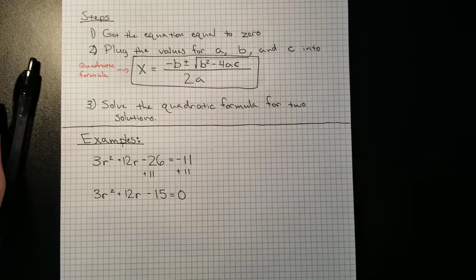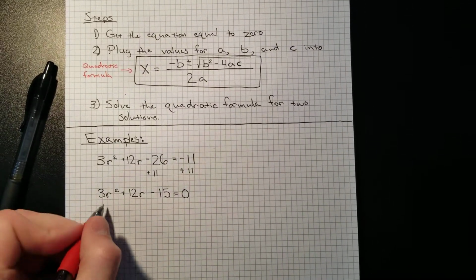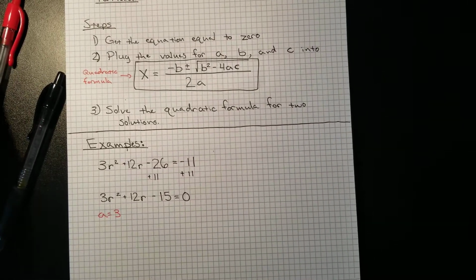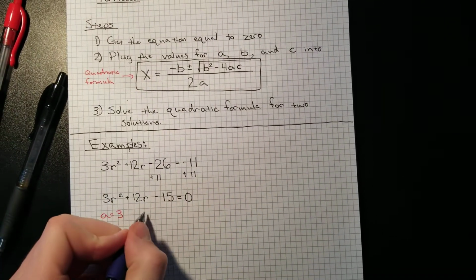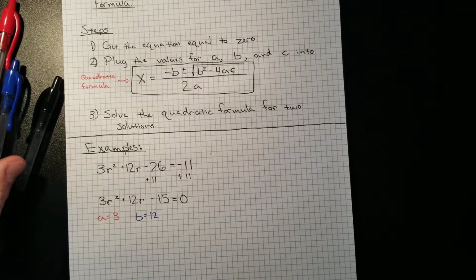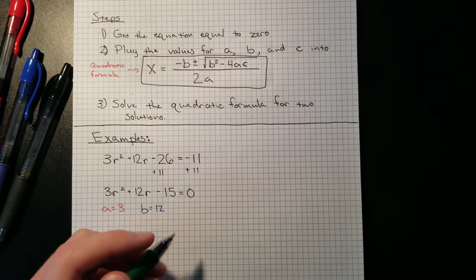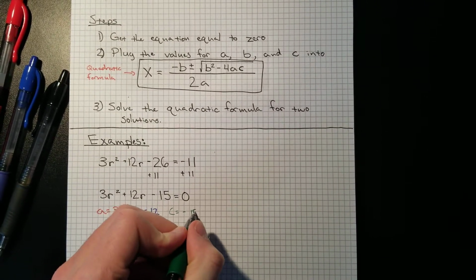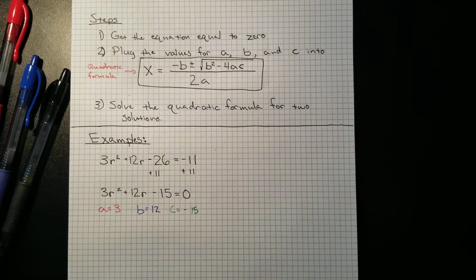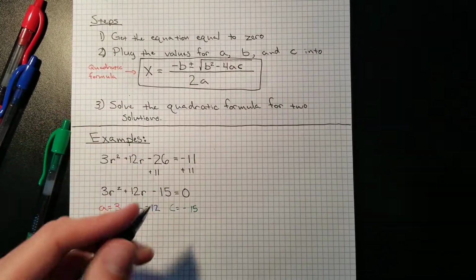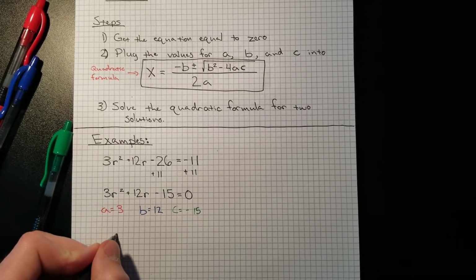So let's figure out, in this equation, we're going to have a equals 3, b equals 12, and c equals negative 15. So those are a, b, and c. And now we're going to plug those into our equation. So instead of x equals here, we're going to use r because that's our new variable.